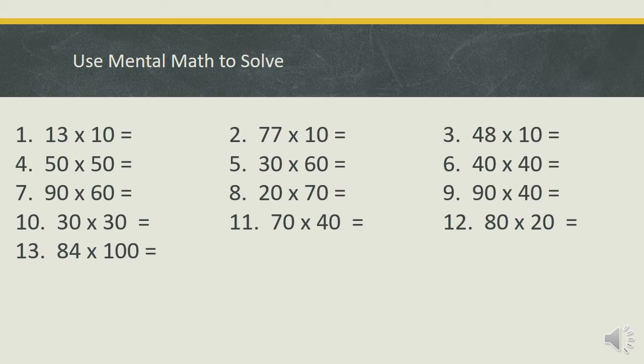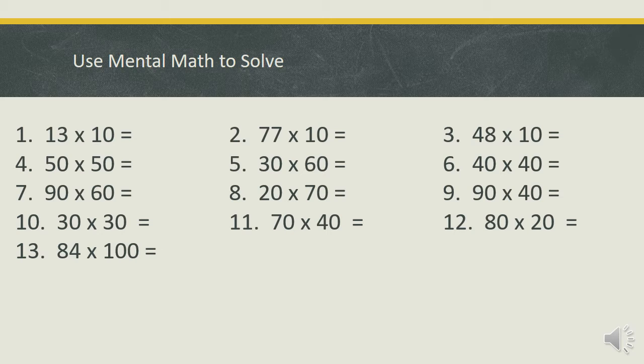84 times 100. Oh, this one looks a little different than the ones we've done. Let's check it out. What are the non-zero digits? 84 times 1. If 1 is a factor, the product will be the other factor. So 84. How many zeros? Well, there aren't any in 84, but there are 2 in 100, so we still have to put 2 zeros after our 84. And the comma needs to go between the 8 and the 4.